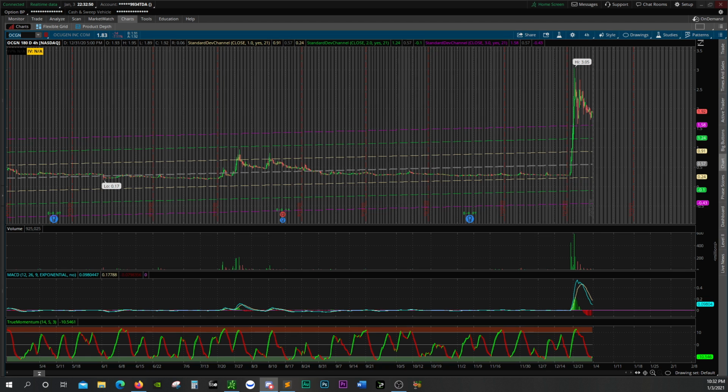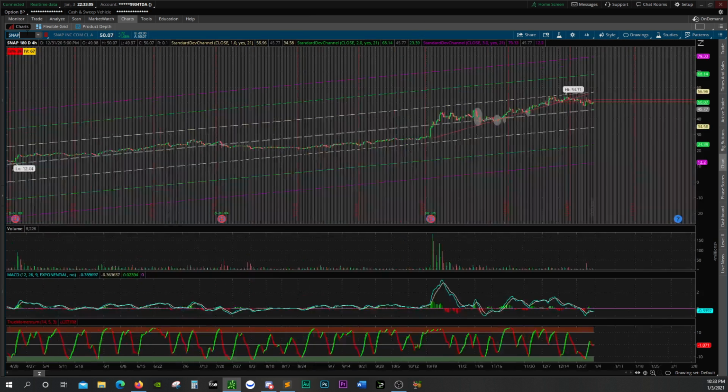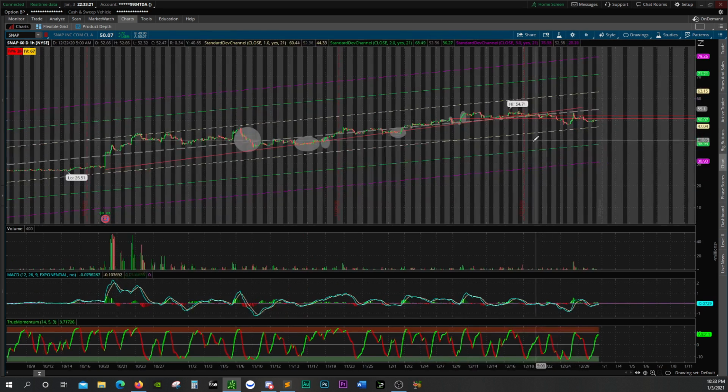All right, Treep. Okay, so I had a question regarding Snap. I just want to know, in your opinion, do you like this at the 44 level, if you got there? Not really. It's not bad, I guess. Just trading too high? 44 is okay, but I like it a lot more under 38. This might go sideways and then start a new leg up, to be honest with you.